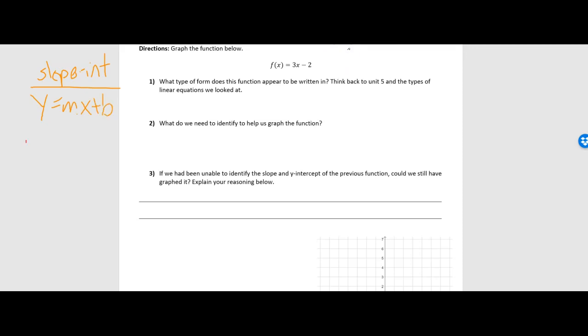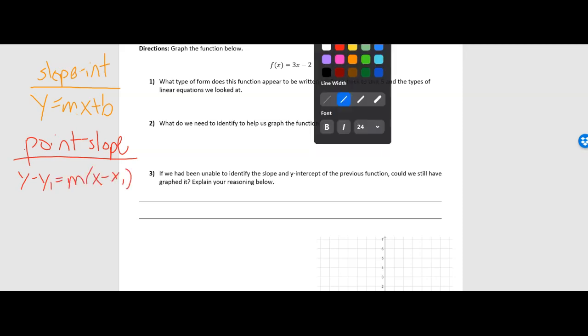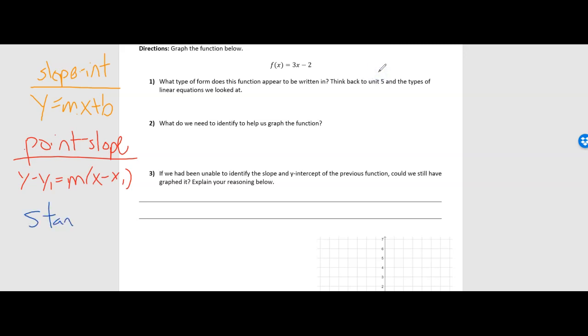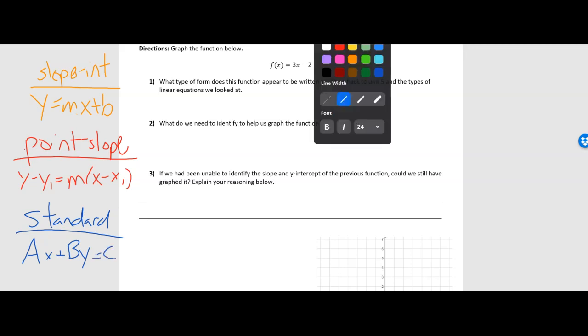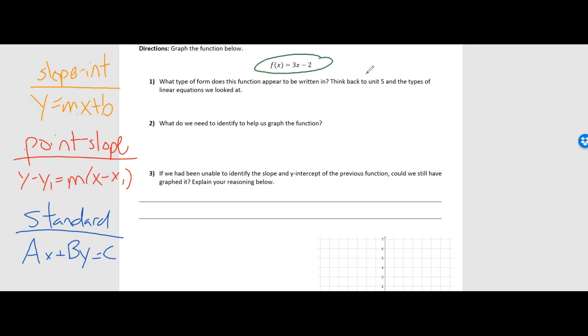We had point-slope form: y minus y1 is equal to m times the quantity x minus x1. And finally, we had standard form, less commonly used, but ax plus by is equal to c. So this function over here seems to be in slope-intercept form. Again, the only difference is that this y is being replaced with f of x. So we should be able to pick out the y-intercept and the slope, which is what question number 2 asks.